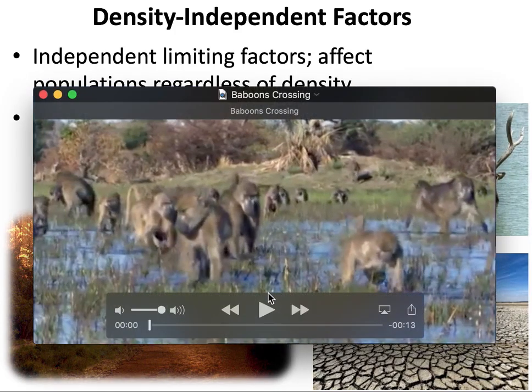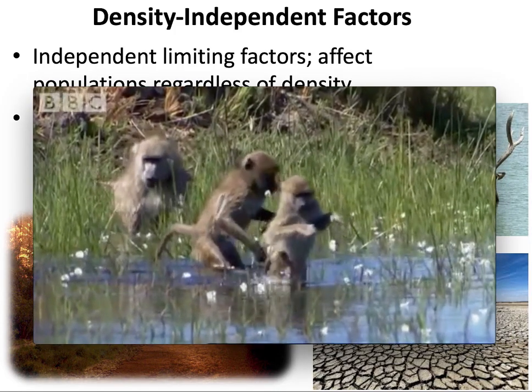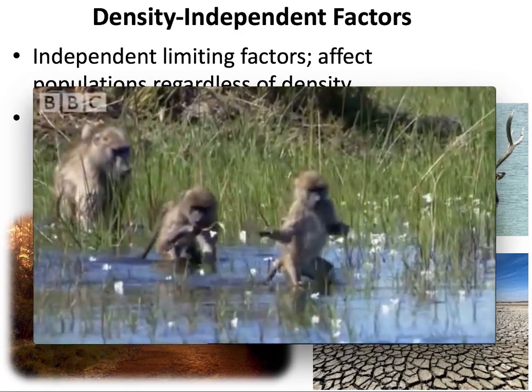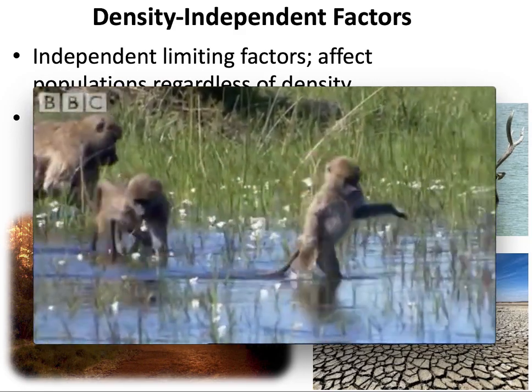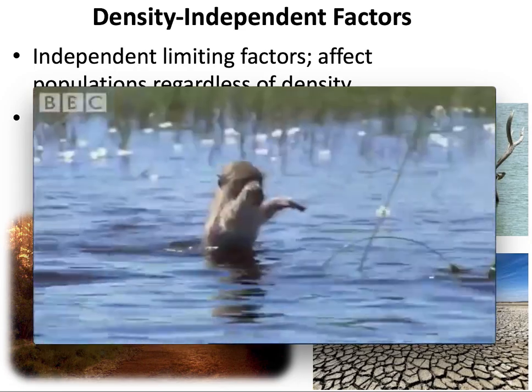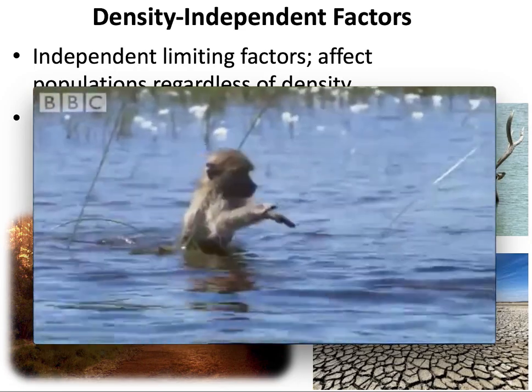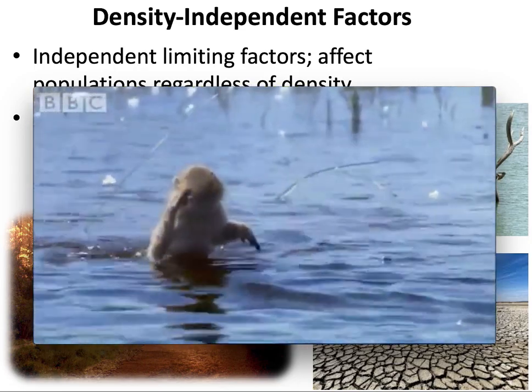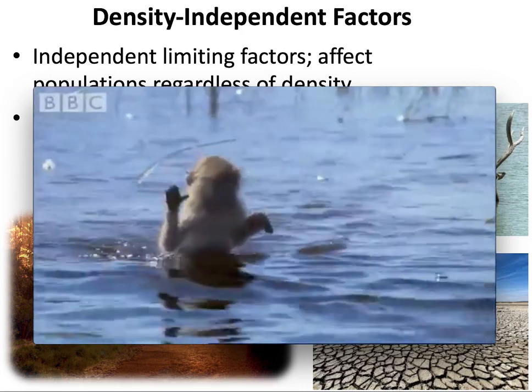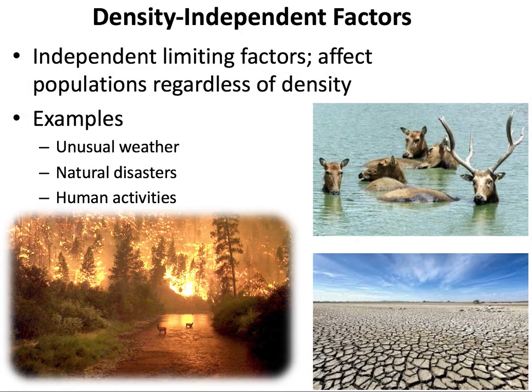Flood is another density-independent factor, and here you can see some unfortunate baboons who have to cross this river because of flooding, and they just look really funny doing it. You can tell that water is really cold and they're not happy there.